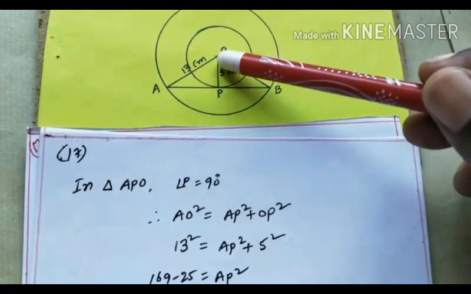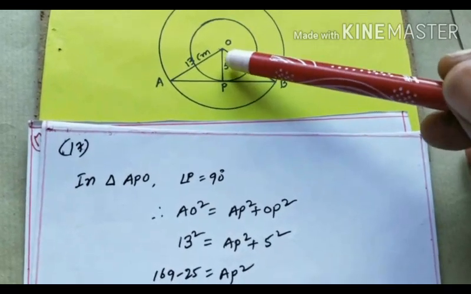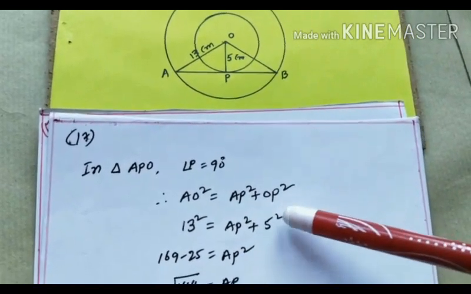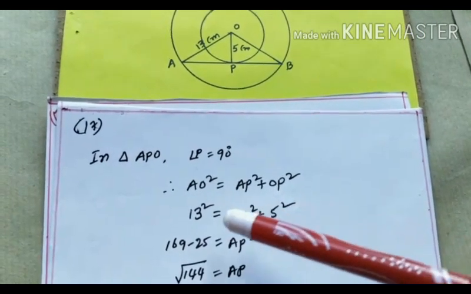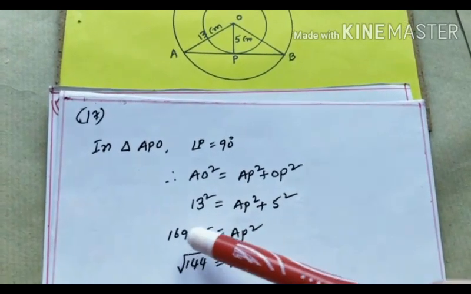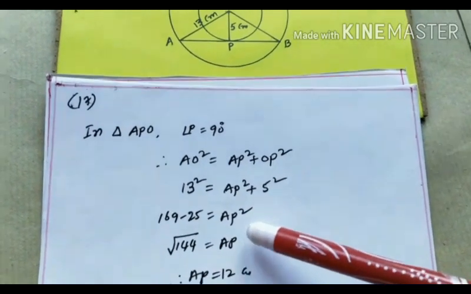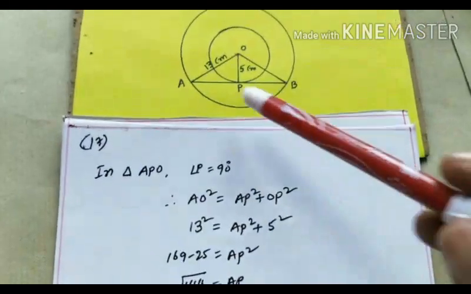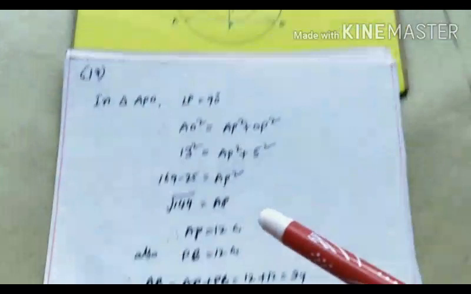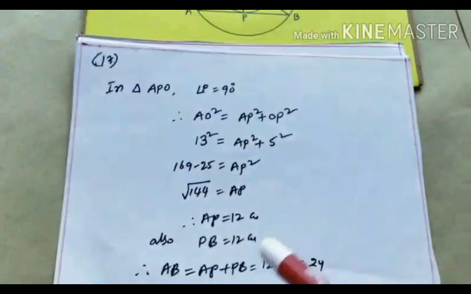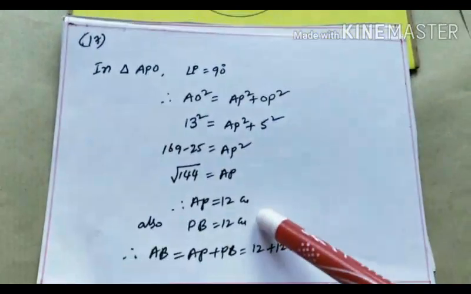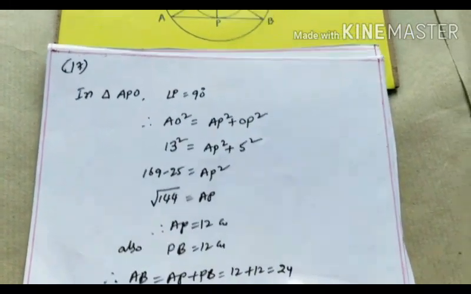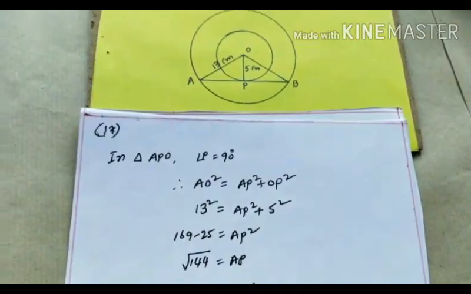AO square equals AP square plus OP square according to Pythagoras formula. AO means 13. 13 square equals AP square plus 5 square. 5 square is moved to the left side, minus 25. 169 minus 25 equals AP square. AP equals square root of 144. Therefore AP equals 12 centimeters. So we want to find AB. PB is also 12 centimeters. So AB equals AP plus PB, 12 plus 12 equals 24 centimeters.